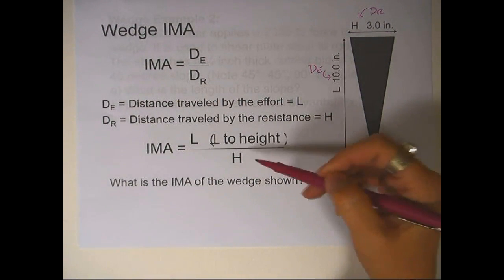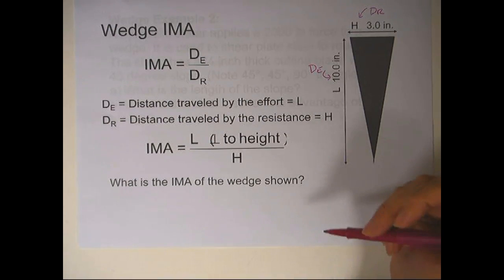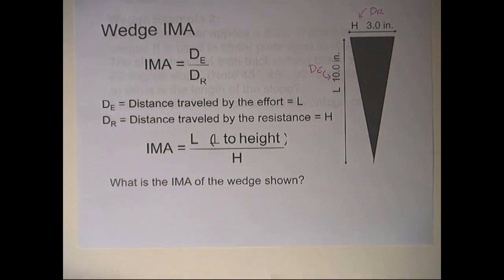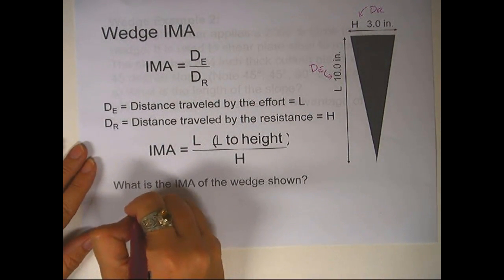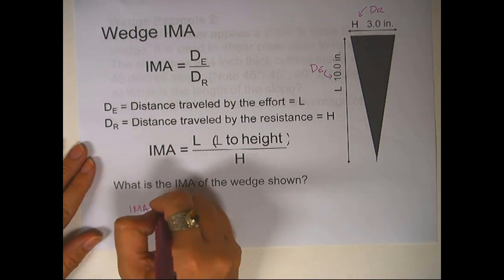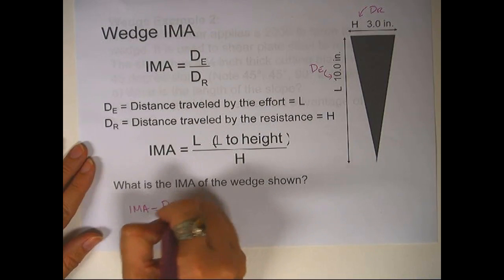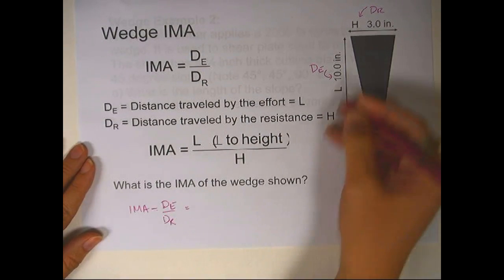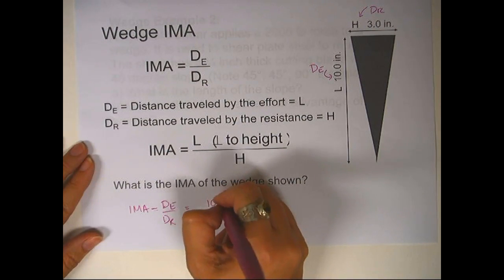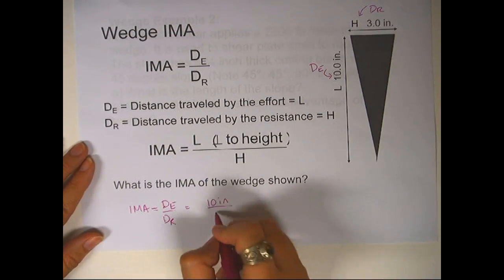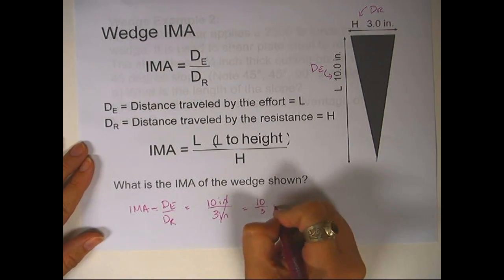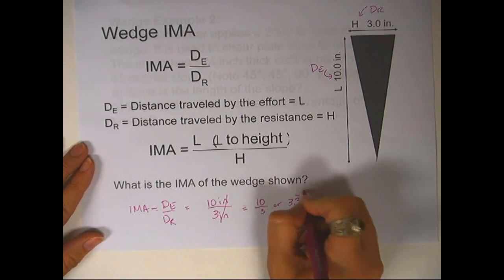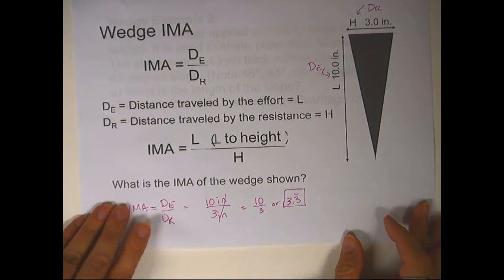This information and this formula are on your formula chart under section 13, so you can totally look them up. So let's go ahead and do the IMA of this wedge. IMA equals DE over DR. DE is 10 inches. DR is 3 inches, giving us 10 over 3, or 3.3 repeating for our IMA.